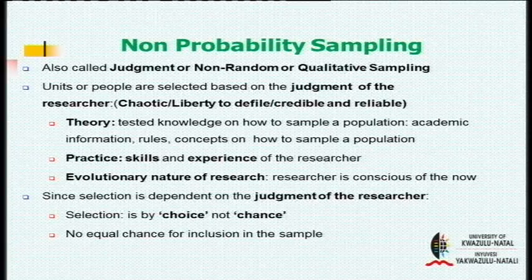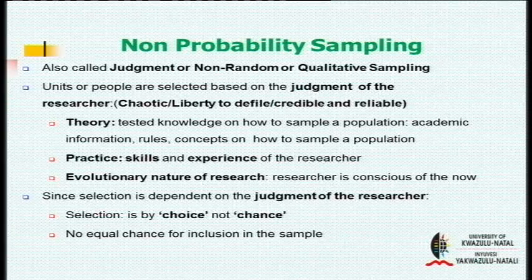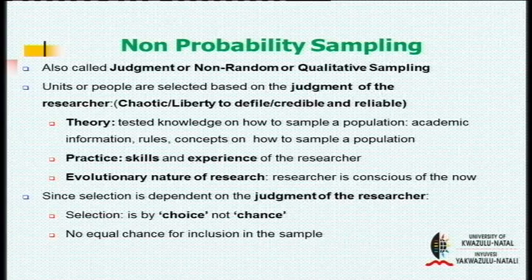Since non-probability sampling is dependent on the judgment of the researcher, selection is by choice, not chance. Selection is by judgment, not the principle of random selection. There are no equal chances given to the units to be selected or included in the sample.